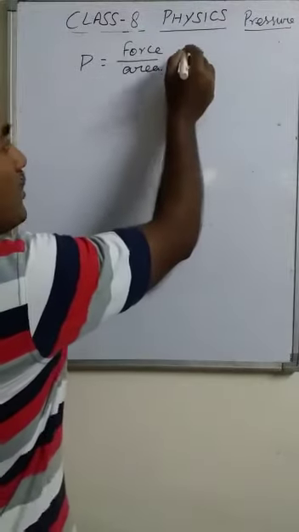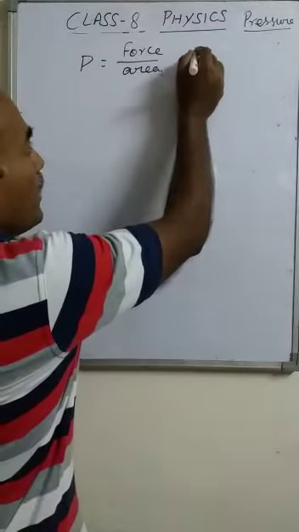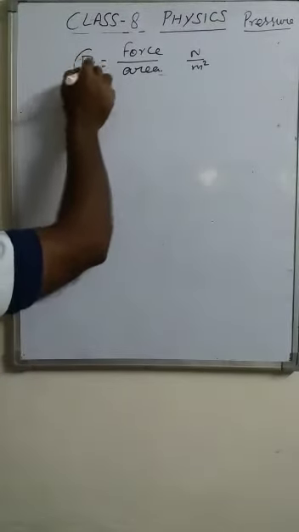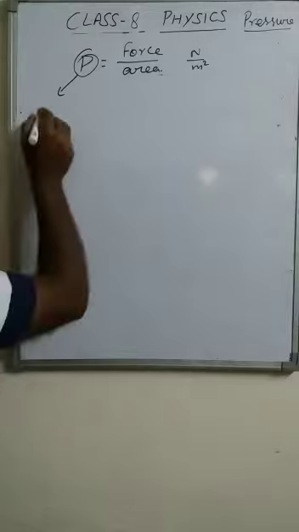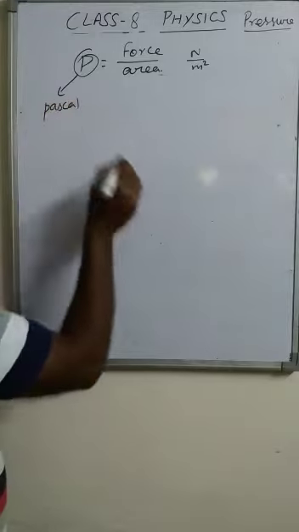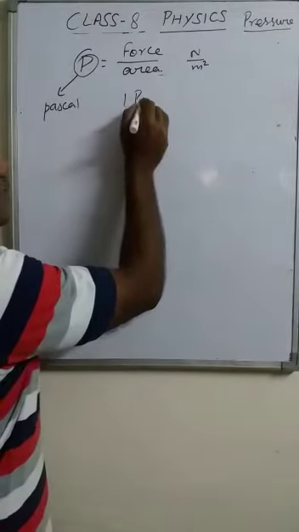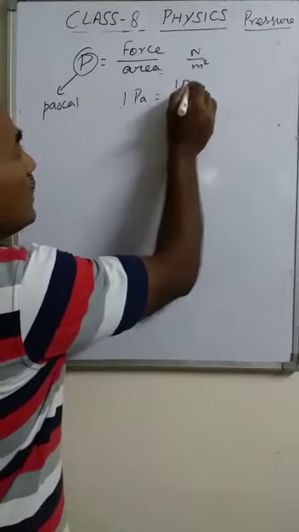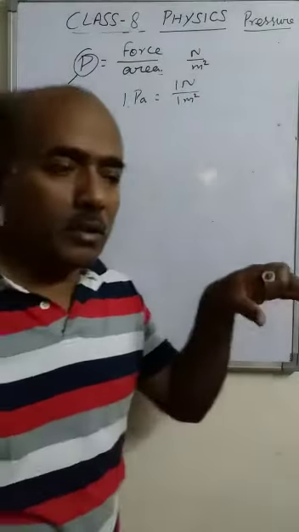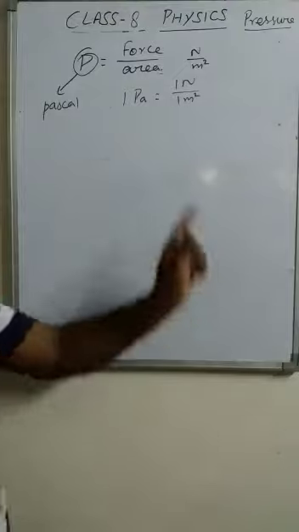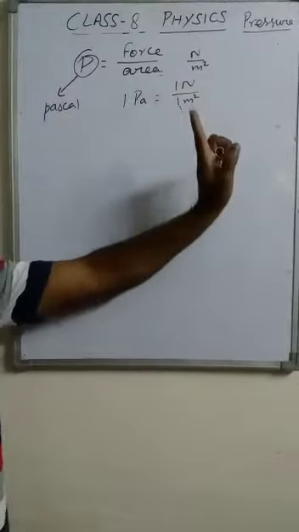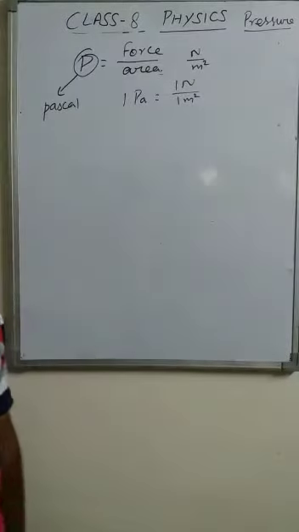Then its SI unit is Newton upon meter square, but specially for the pressure, a unit is given in the name of a scientist, that is Pascal. So we defined 1 Pascal also. When do we say the pressure developed on a surface is said to be 1 Pascal? When 1 Newton force is applied on 1 meter square area.